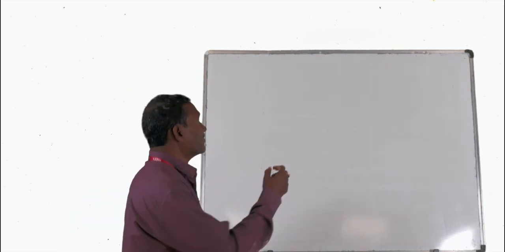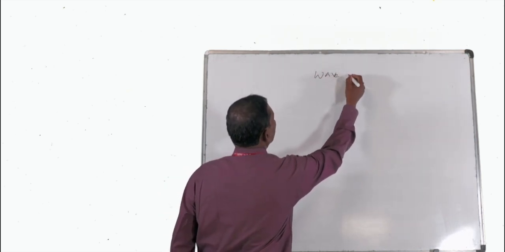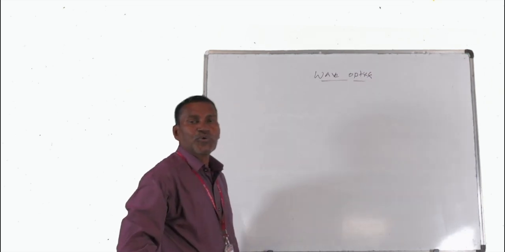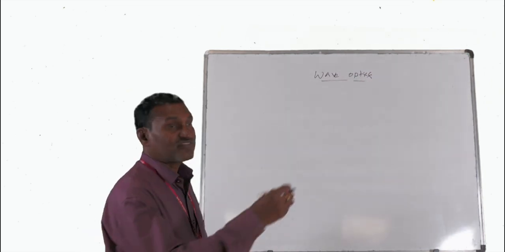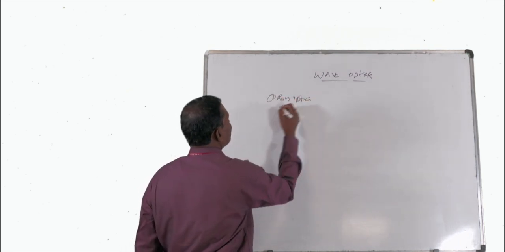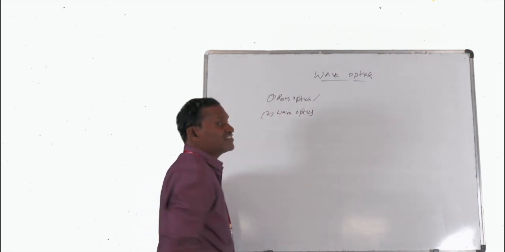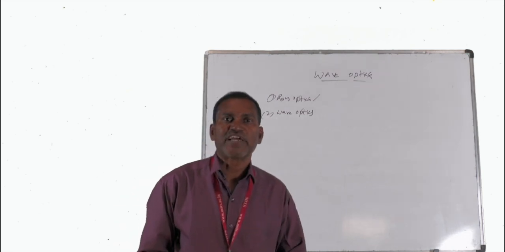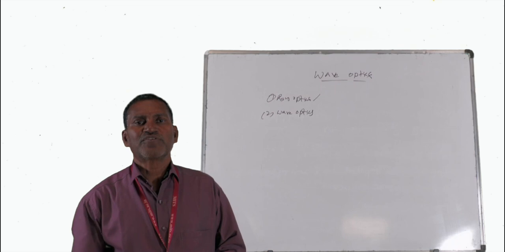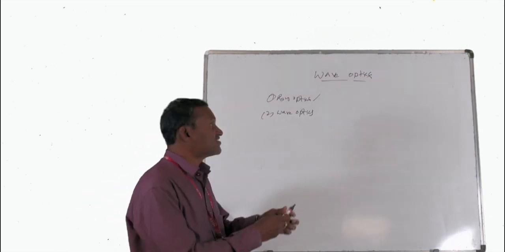Today I will give a lecture on wave optics. There are two kinds of optics. The first one is ray optics, and the second one is wave optics. What is ray optics? Ray optics refers to optical systems. It was proposed by Newton, according to Newton's corpuscular theory.